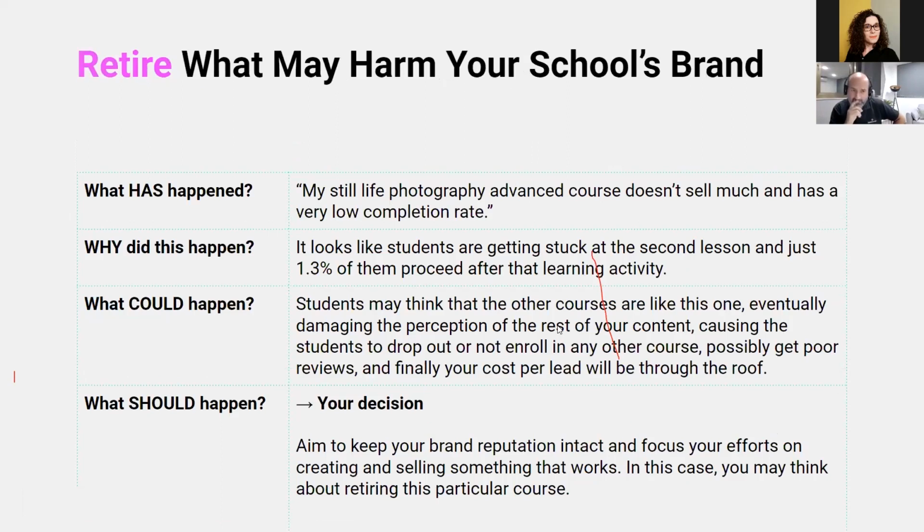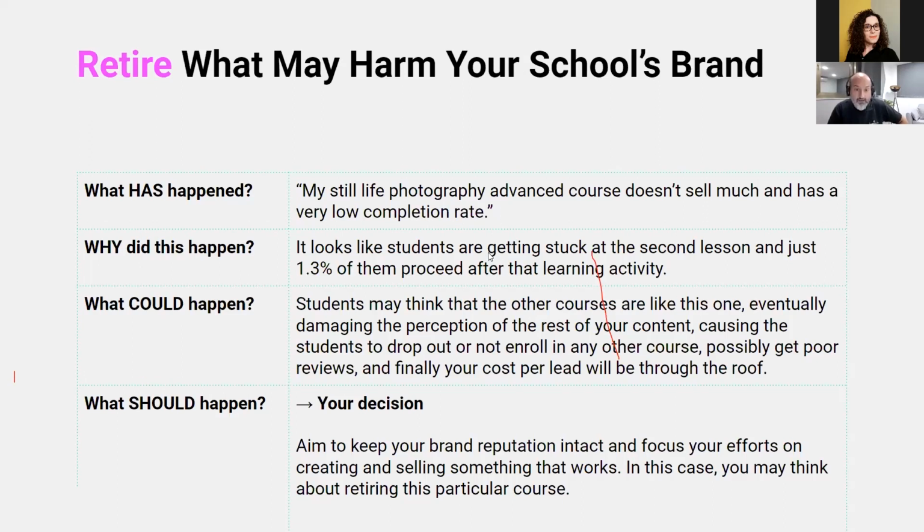Here's a different case, about a course that we need to retire. A course that is probably very bad and we shouldn't have on our online school. So why not retire it and create a new one? So what has happened here? We have a still life photography course that doesn't sell and has a very low completion rate. So this is disappointing both for you and your students.